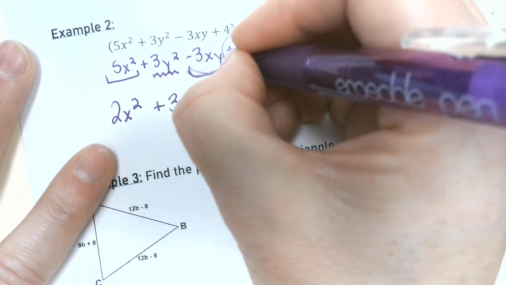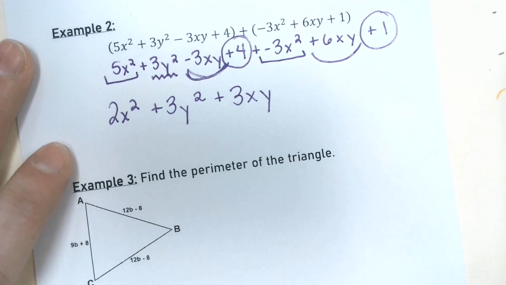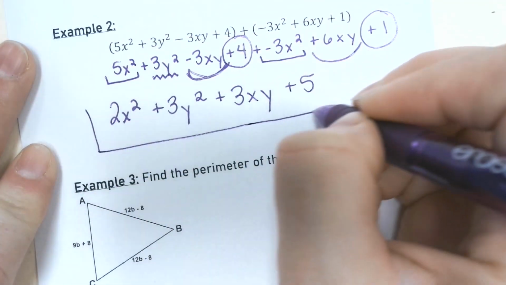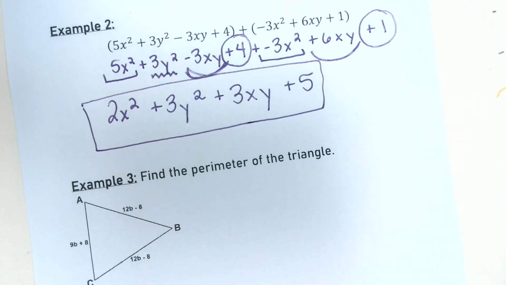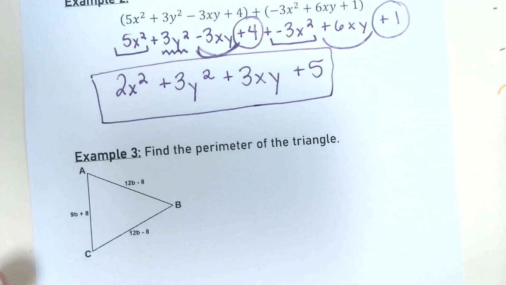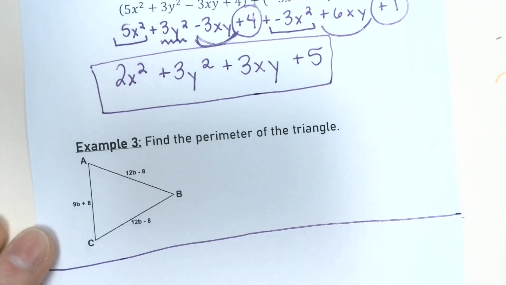And then circle your constants. 4 plus 1, so plus 5. Put a box around it. The reason I do all of this is called annotating. I put marks on the different terms to make sure I use them all and I don't leave anything out. That's the main reason. Okay, put a little line underneath here because we actually have to do one more example after that one.